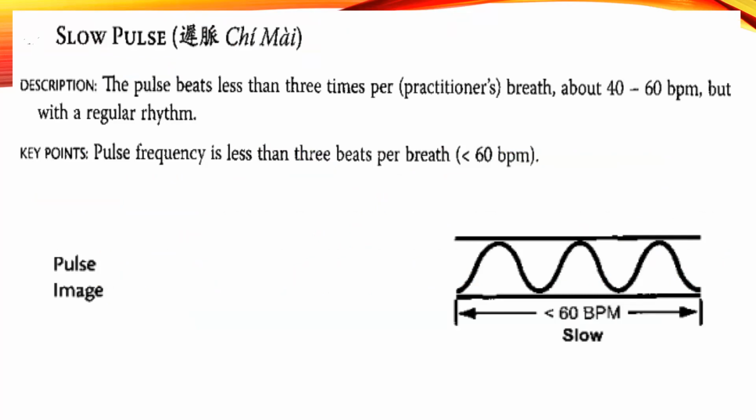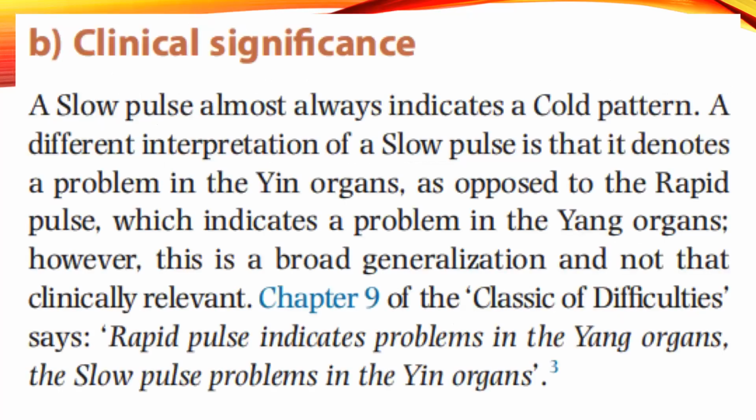The pulse beats less than 3 times per practitioner breath, about 40 to 60 beats per minute, but with a regular rhythm. So, key points: pulse frequency is less than 3 beats per breath, less than 60 beats per minute. Yan po ang pulse image. Pag less than 60 po, slow. So, clinical significance: a slow pulse almost always indicates a cold pattern. Madali naman tandaan, basta slow, cold pattern po yan.